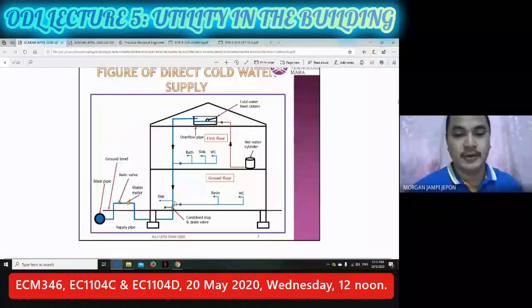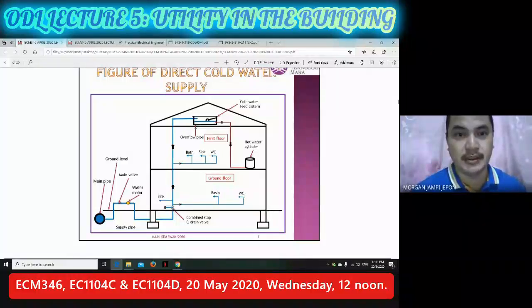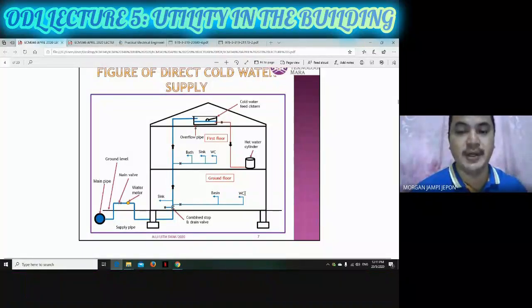Then the first thing, there's a pipe directly from supply to the kitchen basin as well as the WC. WC stands for water closet. Then it goes to the bathroom, for the second floor, first floor. Then the rest will go to the cold water feed system. Okay, and from cold water feed system, then the pipe goes for the hot water cylinder, right?